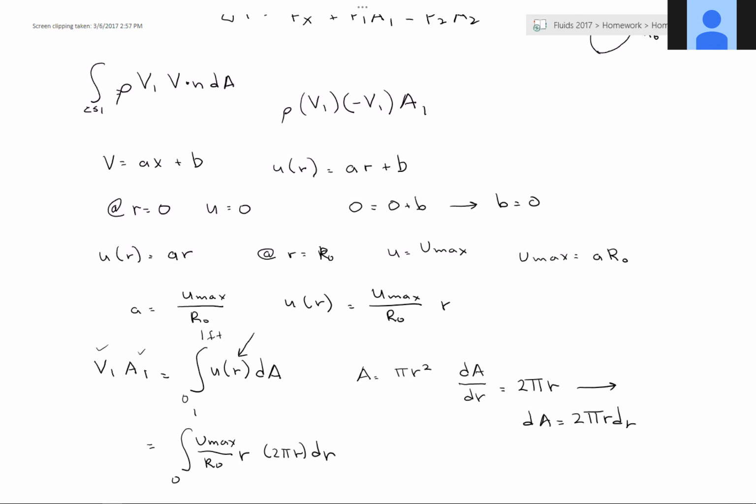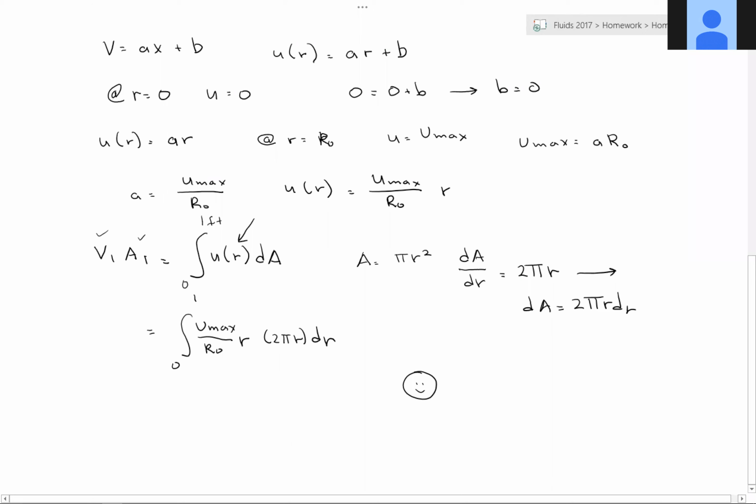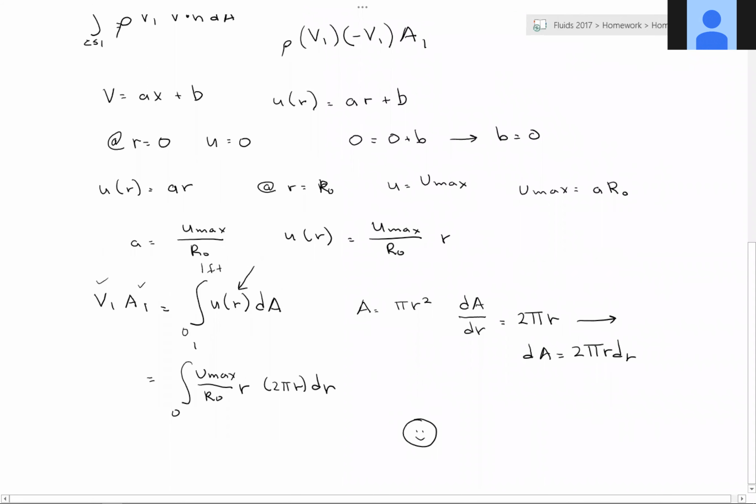Pause for a second? Yeah, R0 is 1 foot. Let's try this. Can you see this? Okay. Everybody's happy. All right, so now we basically solved the problem.